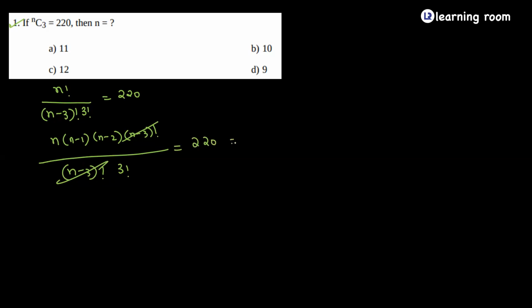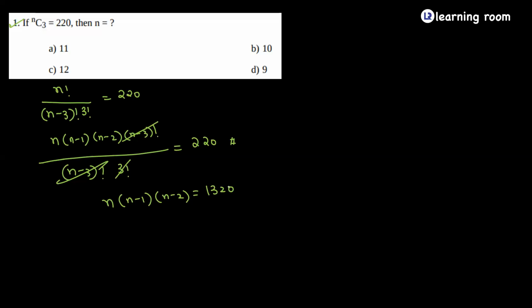So 3 factorial will go to the other side and it will become, I'll write in the next step, N into N minus 1 into N minus 2 is equal to, the 6 going to the other side, 1320. Now what you can do is substitute the options in this itself. So when you substitute 11, what are you going to get? 11 into 10 into 9.